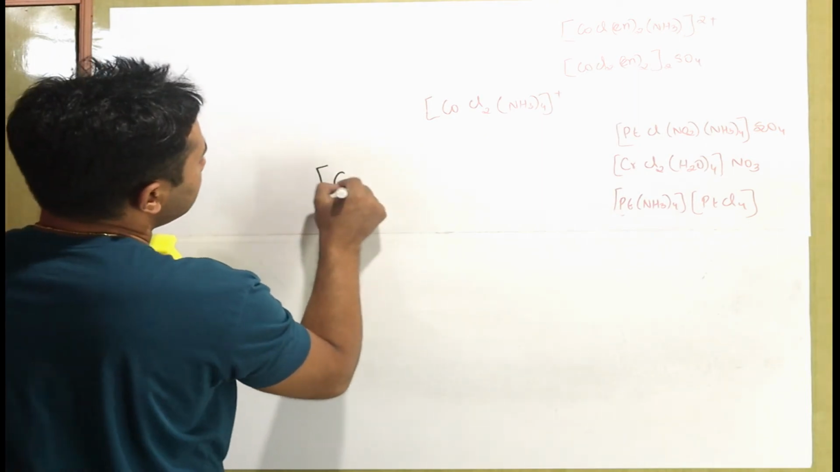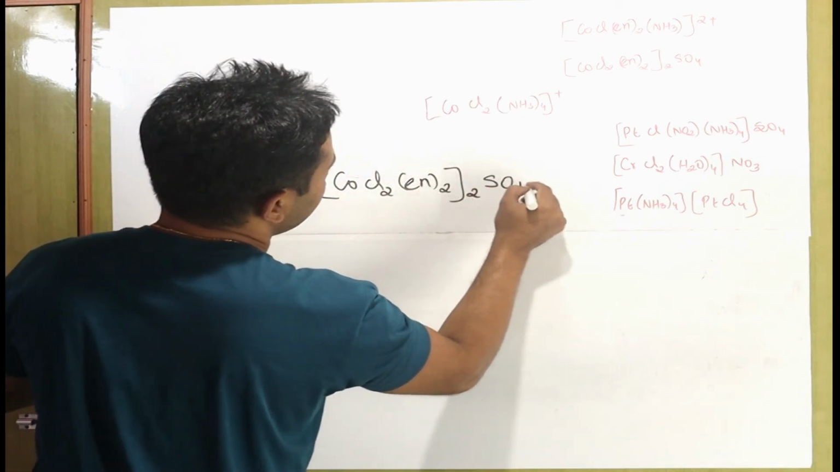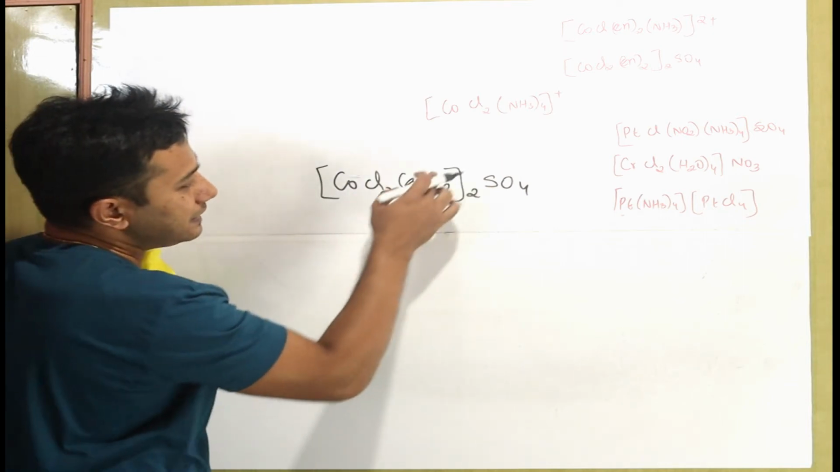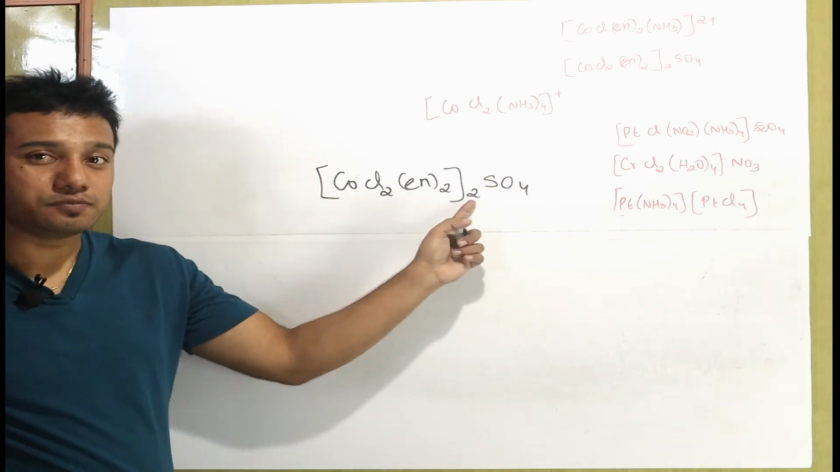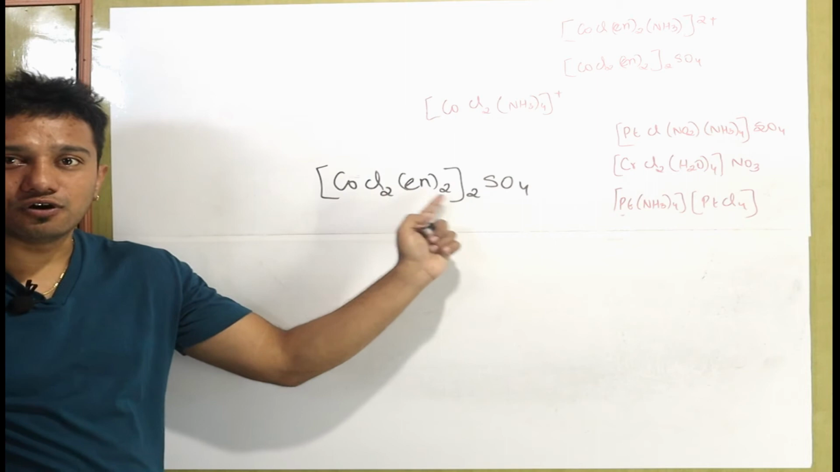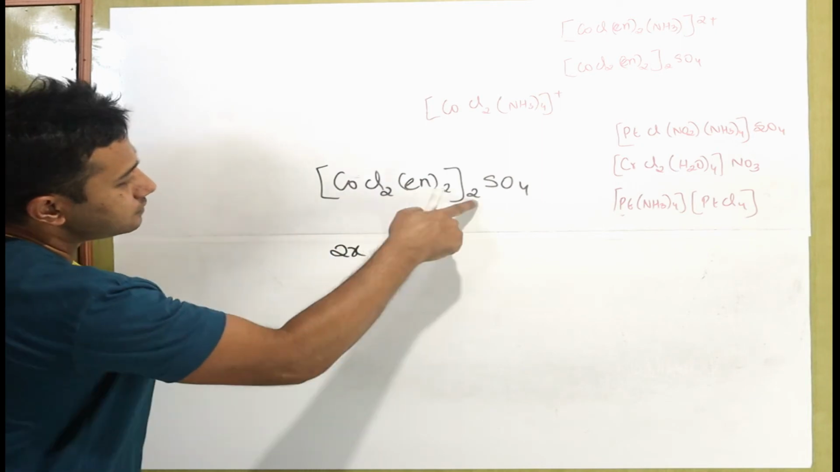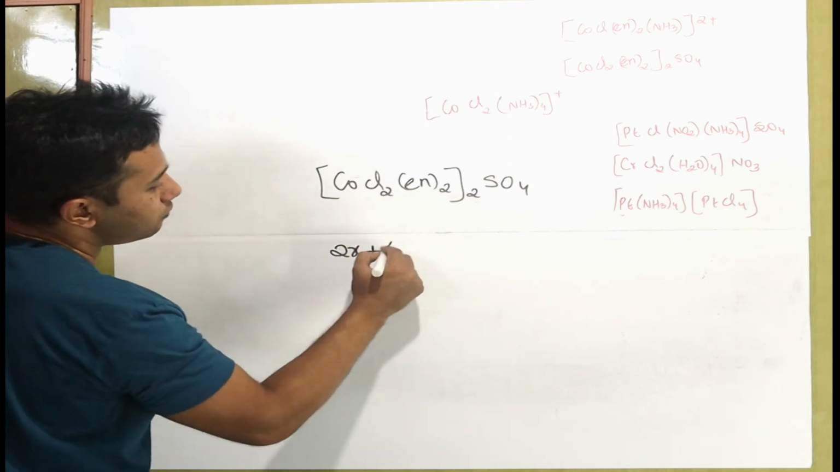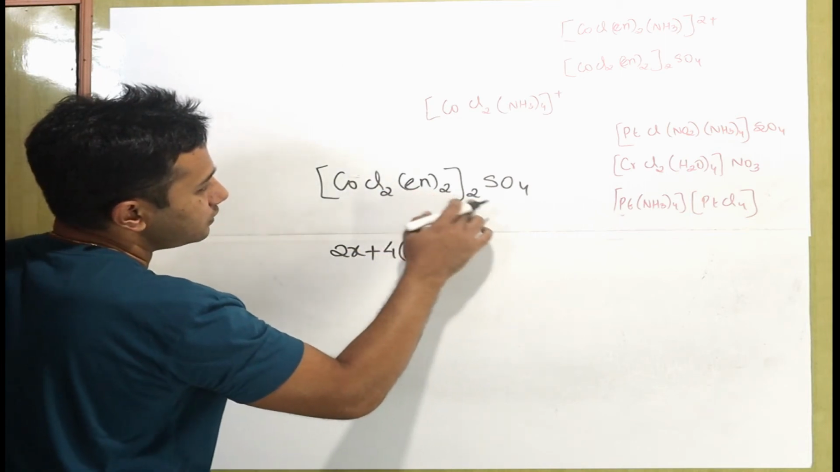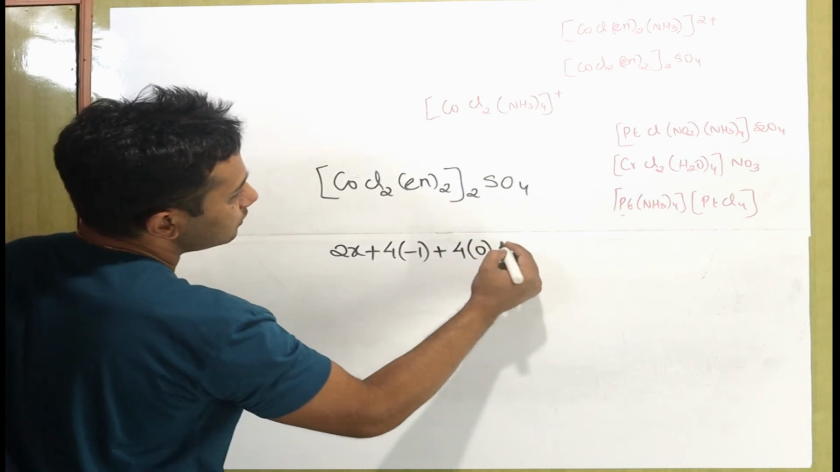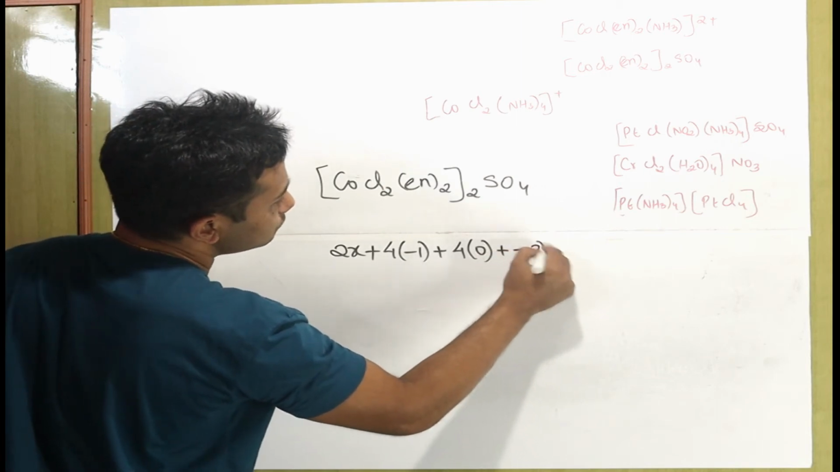So we have Co, Cl2, En2, SO4. Look properly out here, outside the coordination part, we have 2 out here. So it means that I'm supposed to multiply the numbers out here to find the value of X. So Co, if I multiply with 2, I will have 2X, and then chlorine 2 into 2 is 4. 4 into minus 1, charge of chlorine is minus 1. Again, out here, 4 into En is 0, and sulfate is minus 1. Oh, sorry, minus 2. Plus minus 2 equals 0.